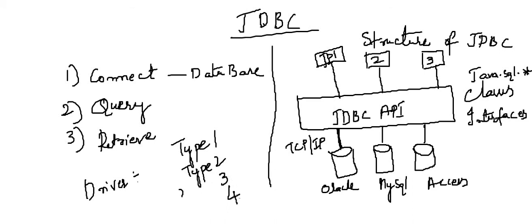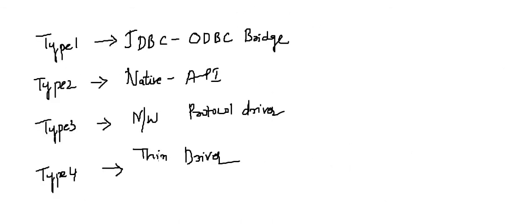Now we'll see internally what type 1, type 2, type 3 are, what their structure is, and where each should be used. As we said, we have four types of drivers. We call the type 1 driver the JDBC-ODBC bridge, the type 2 driver the native API, type 3 the network protocol driver, and type 4 we call the thin driver.